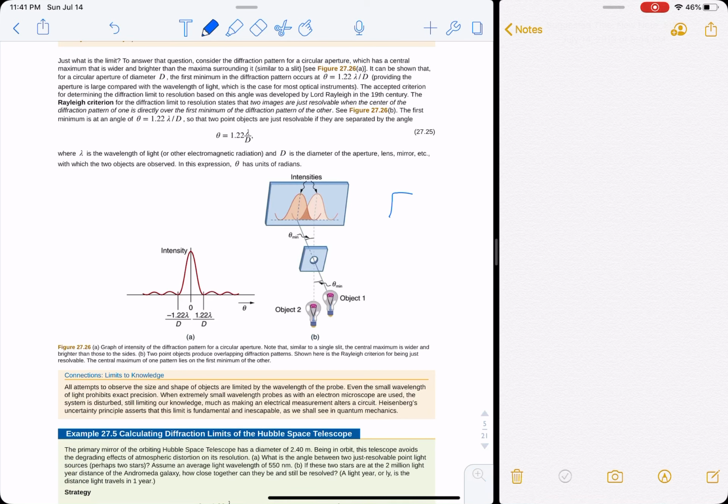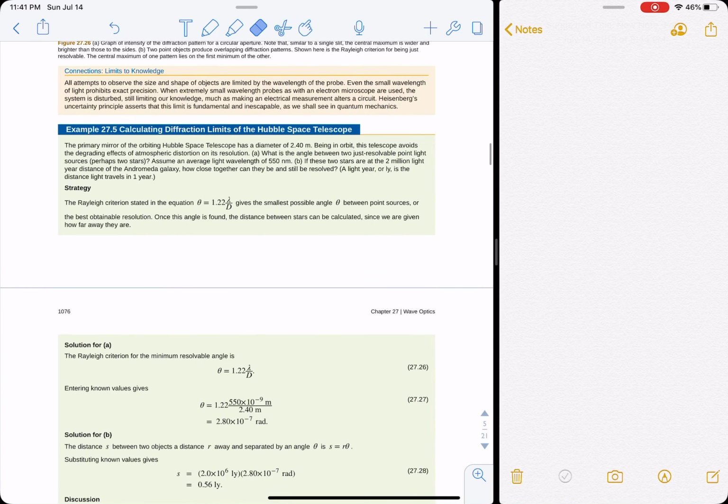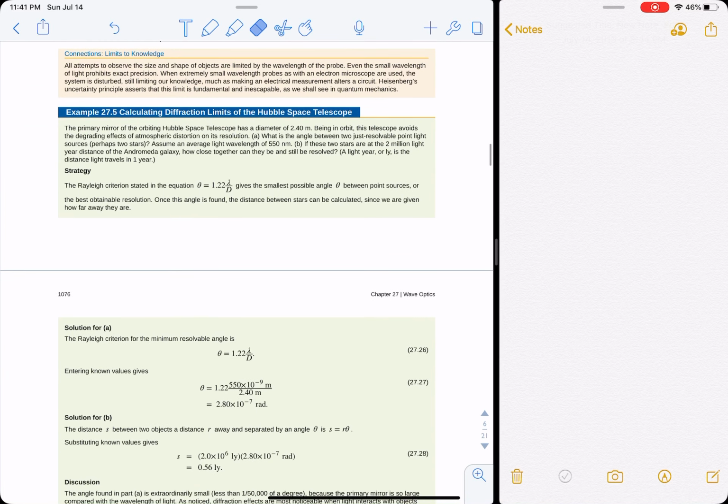So if a car's really far away, it'll look like it has one headlight, and as it gets closer to you, the headlights start to spread apart, and then you can see that there are two headlights. So, for example, here, the Hubble Space Telescope has a diameter of 2.4 meters, and assume light hits it at 550 nanometers. If two stars are in the Andromeda Galaxy, 2 million light years away, the question is how close can they be and still be resolved from each other.